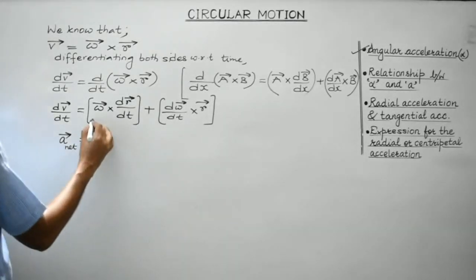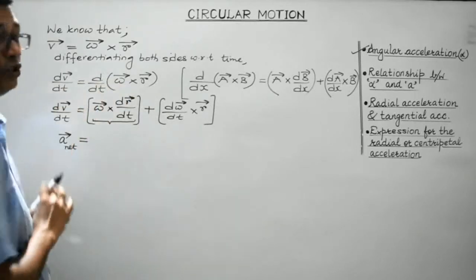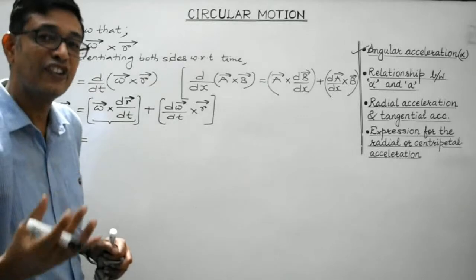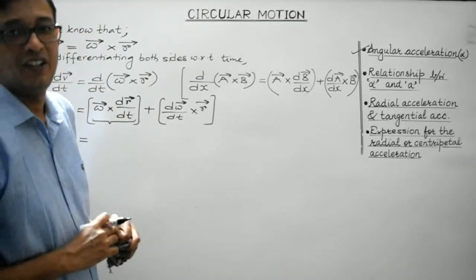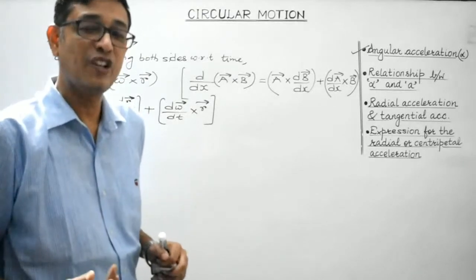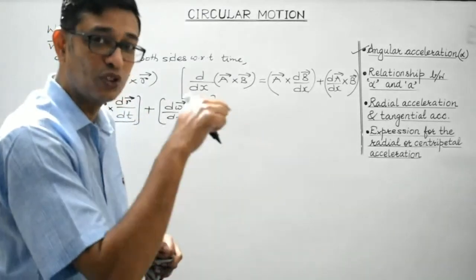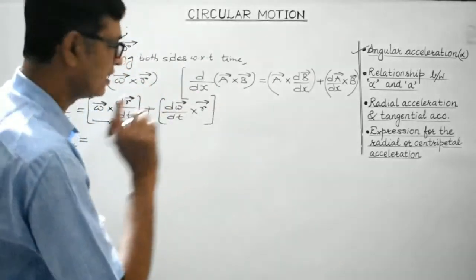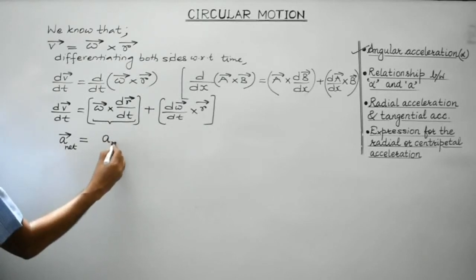This term, students, we will discuss. It is known as the radial acceleration, and radial acceleration is also known as the centripetal acceleration. Why is it known as radial acceleration? Because it always acts along the radius towards the center of the circular path which the body follows, right? This we'll be discussing. So this is actually the radial acceleration.